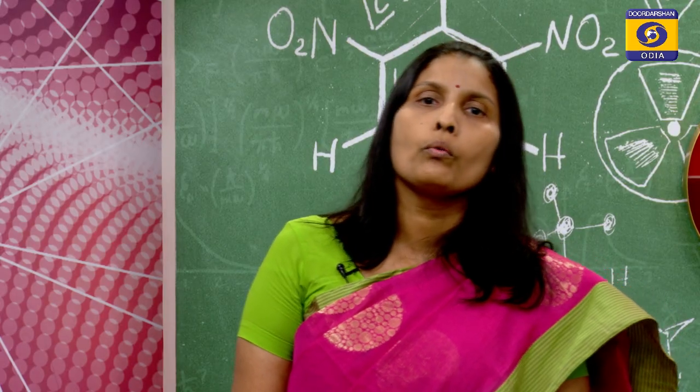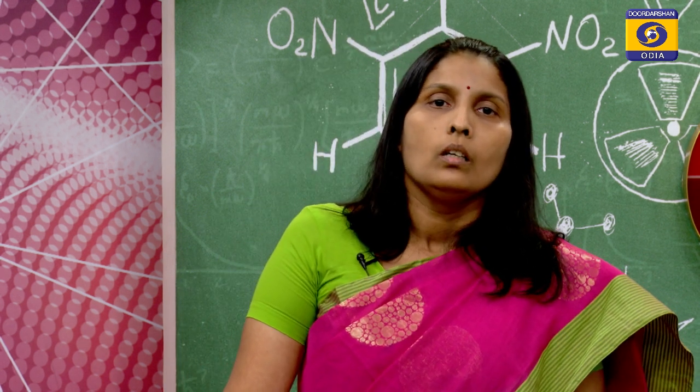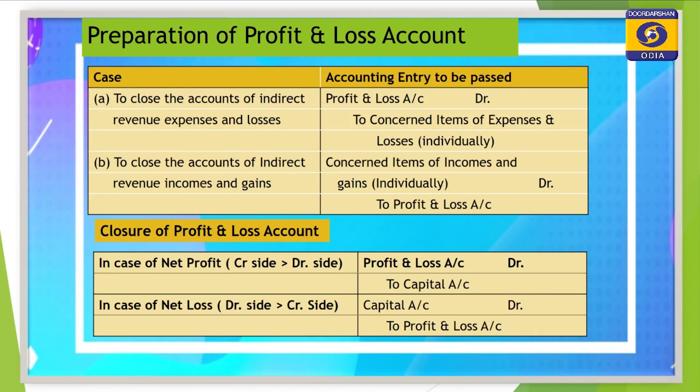So, here also we pass certain closing entries. Now, what are the closing entries that need to be passed? To close the accounts of indirect revenue expenses and losses, the entry that is passed is profit and loss account debited to concerned items of expenses and losses individually. Students, individually, whatever expenses and losses are given to you, they will be credited individually. Profit and loss account will be debited and all the expenses, they will be credited.